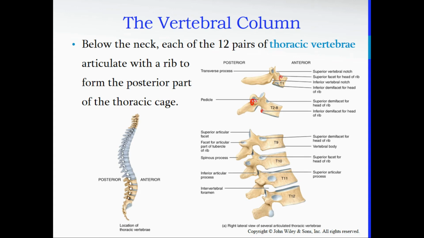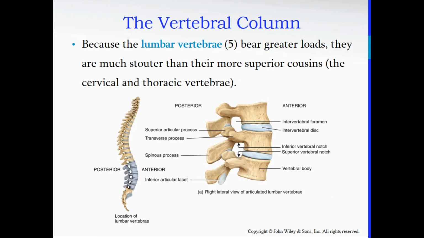That is going to be the spot where the ribs attach. So the head of the rib is going to attach here. It's going to rub up against the transverse process and then curve around this way. And you can see every one of them has a spot that is there for their particular pair of ribs.